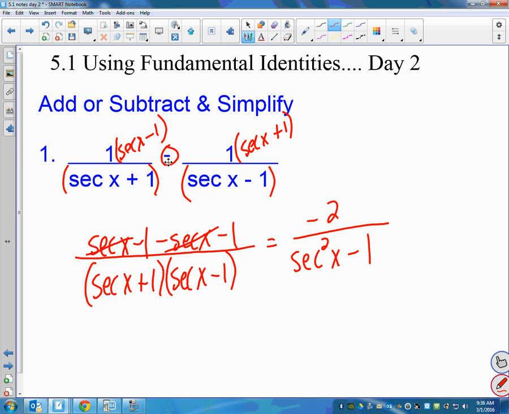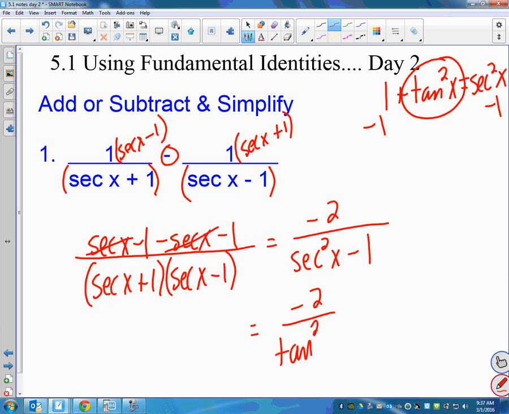So now we have to go back and say, which Pythagorean identity has secant squared? Have those memorized yet? 1 plus tangent squared equals secant squared. So look at this. See if you can do some substitution there to make that work. If I just subtract that 1 over, does that mean that I can replace that bottom with just tangent squared? Yeah. Now I have -2 over tangent squared.